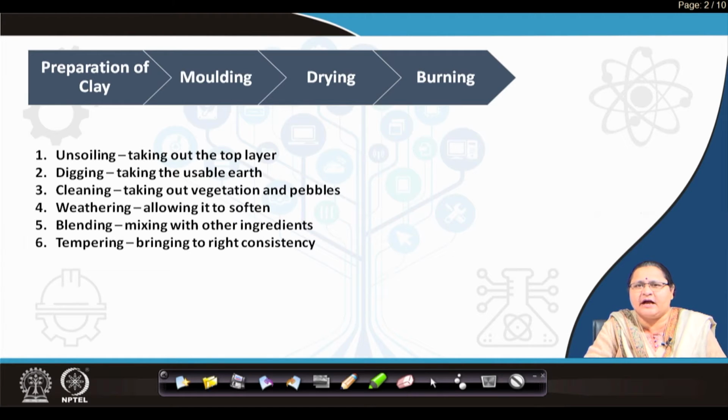So, you have to dig out from the fresh soil what you get after unsoiling and take the usable earth and allow it to settle in one place, where you take out all the vegetation, if any, and pebbles, by sorting. After doing this, you have to keep it open in weather so that it gets exposed to the sunlight.